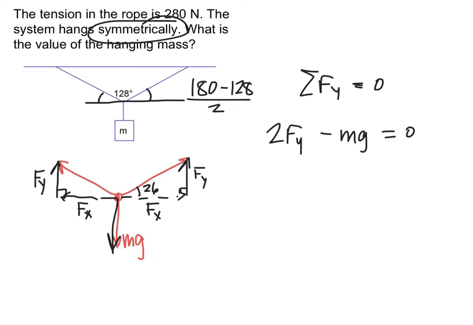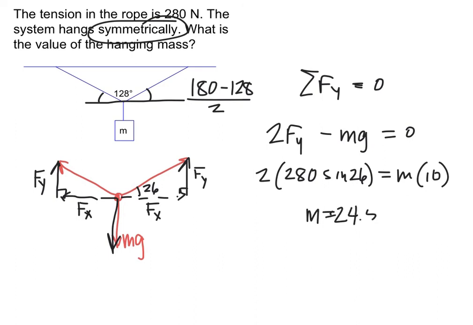The force f sub y can be found directly, though. That's going to be the tension force of 280 times the sine of 26. And so that will equal our mass times 10. And when we go through and solve this all the way through, we'll get that our mass is 24.5. It's not the only way to solve this question, but it's a nice clean solution that uses, again, the fact that the sum of the forces is 0.